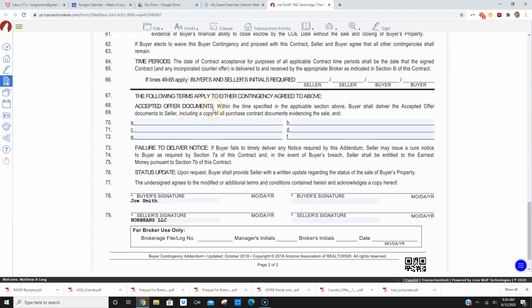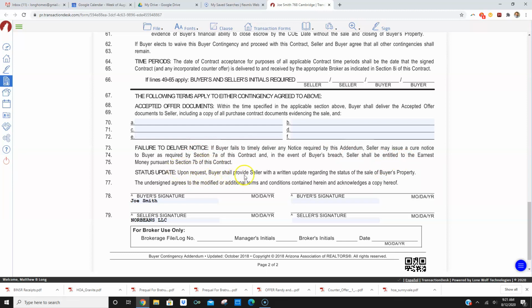So the offer documents, both of these refer to delivering the offer documents. What are those offer documents? It defaults to accepted offer documents to seller, including a copy of all purchase contract documents evidencing the sale, and then if for some reason you had other things to add in here, you would. Like if you felt this verbiage doesn't automatically include the pre-qual, you'd write that here. If buyer fails to timely deliver any notice required by this addendum, seller may issue a cure notice to buyer as required by Section 7A of the contract, and in the event of buyer's breach, seller shall be entitled to earnest money pursuant to Section 7B of this contract.